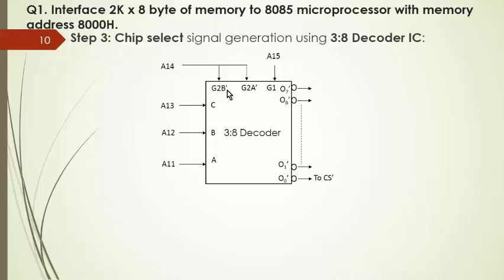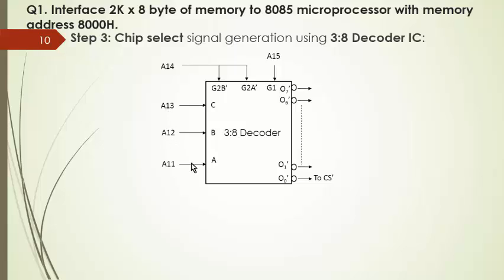That is the remaining address lines A11 to A15 we are going to use to interface to this particular 3:8 decoder to generate the chip select signal. A11 to A13 are connected to the ABC inputs. Then the decoder enable pins are G1, G2A bar and G2B bar. A15 is active high, so A15 is directly connected to G1, because G1 is also an active high enable input, and G2A and G2B are active low signals.